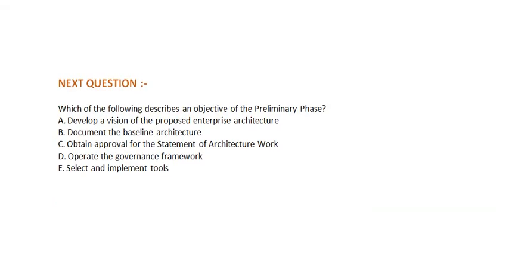Which of the following best describes an objective of the preliminary phase? Option A, develop a vision of the proposed enterprise architecture. Option B, document the baseline architecture. Option C, obtain approval for the statement of architecture work. Option D, operate the governance framework. And option E, select and implement tools. The correct answer is option E.